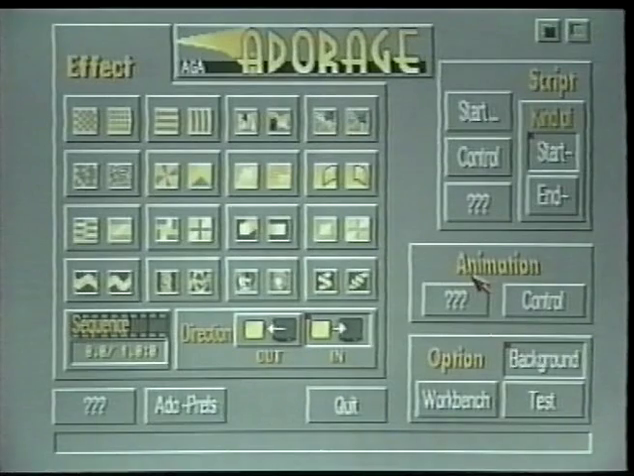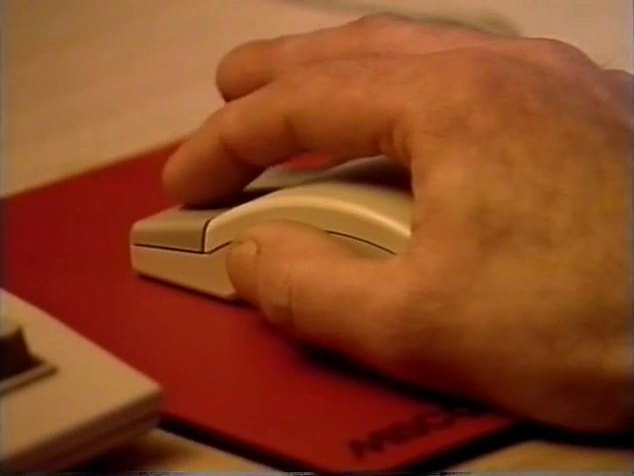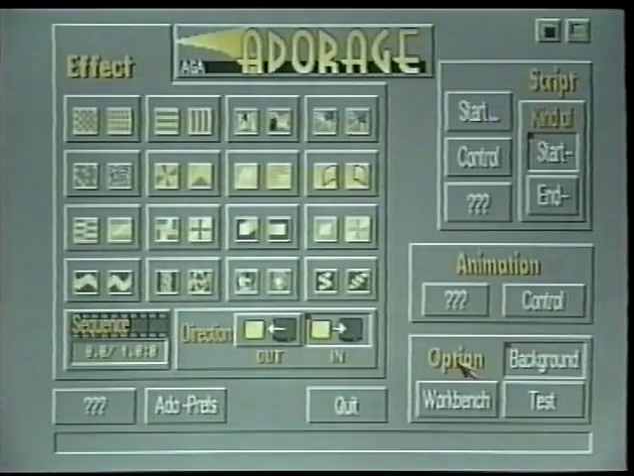Then by choosing Animation, Control on the main screen and selecting Play, I can view the animation in real time. The animation is run by clicking the left mouse button. Now I'll add the next element of the animation.